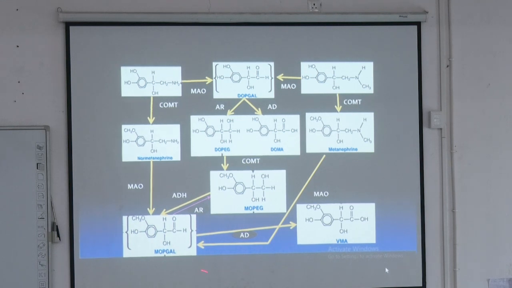Is it? No, it is very unstable. So the precursor to that is MOPEG. These two are the ultimate metabolic degradation products of the sympathetic nervous system. What is the importance of knowing this? If there is any tumor like pheochromocytoma, these levels will be increased.